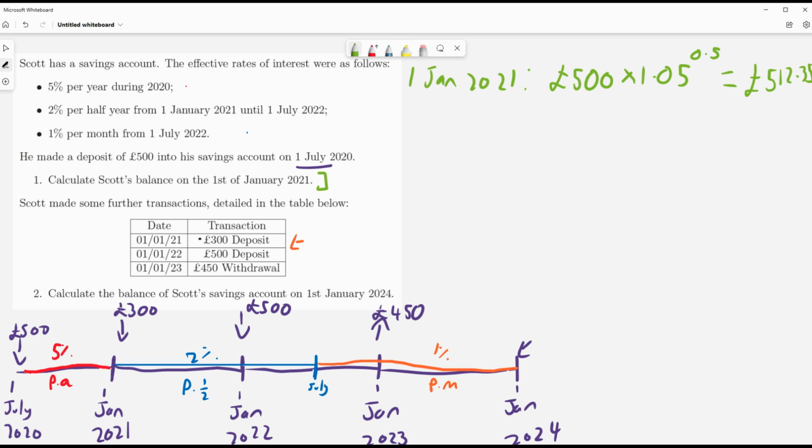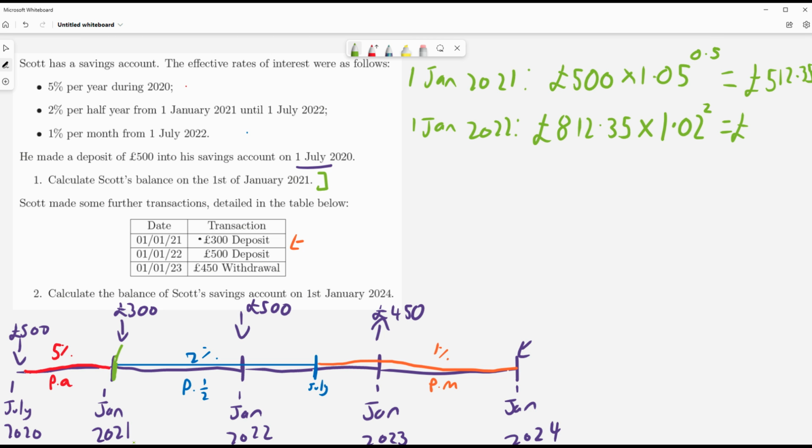Okay, so the next thing we're going to do is ask ourselves, how much money is going to be in the bank on the 1st of January 2022? Well, on the 1st of January, £300 comes into the account, so the new amount in the account would be £812.35, just added £300 there. And then during this period, it would be earning interest of 2%, and that's per half year. Because we're interested in this 1 year, it's been in there for 2 time periods, as it were.